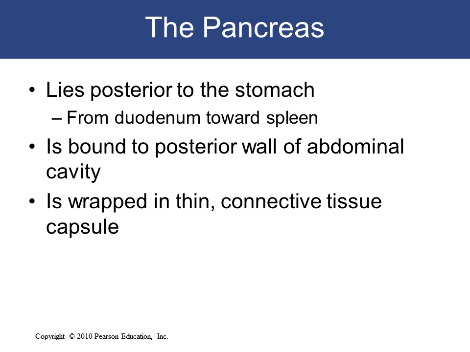The pancreas is the one that lies posterior to the stomach and is bound to the posterior wall of the abdominal cavity, wrapped in a thin connective tissue capsule. It's an elongated accessory digestive gland, and it lies retroperitoneally and transversely across the posterior abdominal wall, posterior to the stomach, between the duodenum on the right and the spleen on the left.